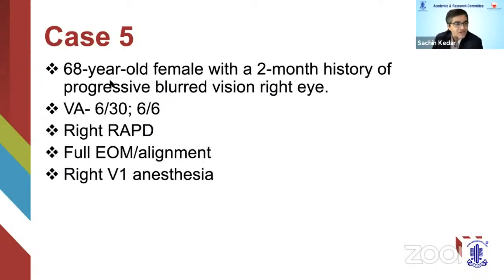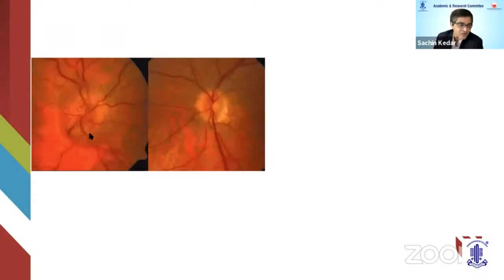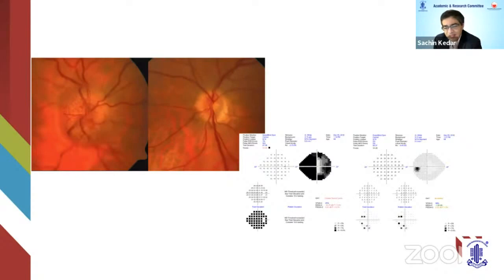Last case, 68-year-old female with a 2-month history of progressive blurred vision in the right eye. Vision is reduced to 6/30. There's right RAPD, full eye movements and alignment, but she has a right trigeminal V1 anesthesia with loss of corneal reflex. Optic disc was swollen on the right, normal on the left. You can see that there is a large central scotoma in the right eye, but you also see a sort of a temporal defect in the left eye.